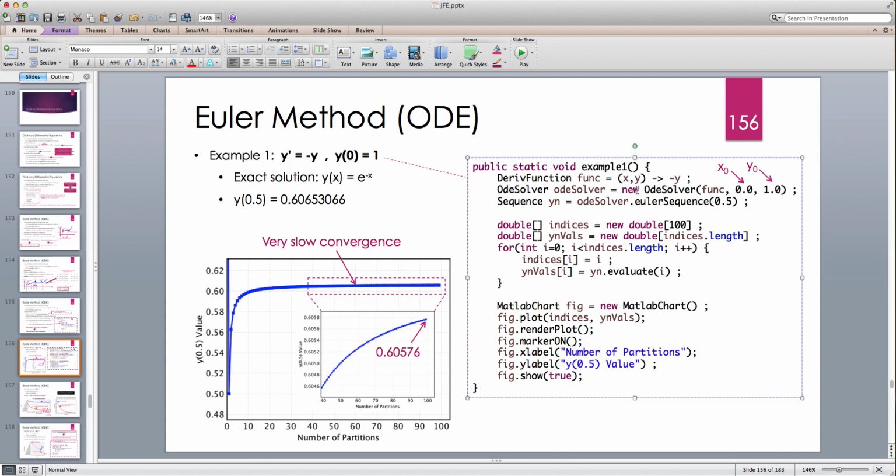And then we create an ODE solver, we give it the derivative function and the initial value x0, y0. And then we create the sequence based on the Euler method. And we want to find the value of y at 0.5. So the Euler sequence, this method creates the sequence that converges to the value of the function at 0.5. And we said that even with 100 iterations, or moving forward 100 terms in this sequence, doesn't give us a very good accuracy, only 2 decimal places of accuracy.